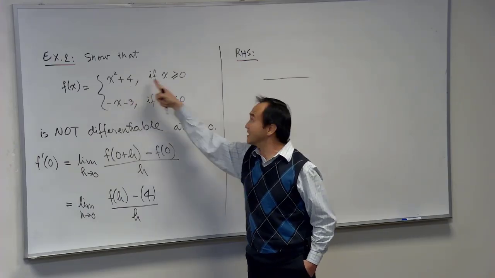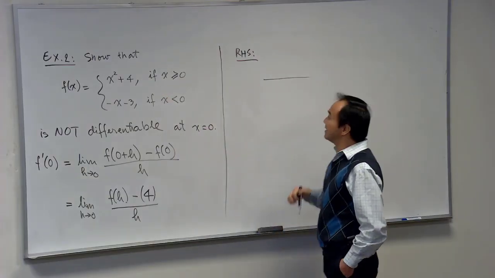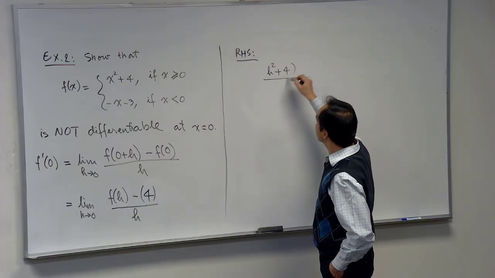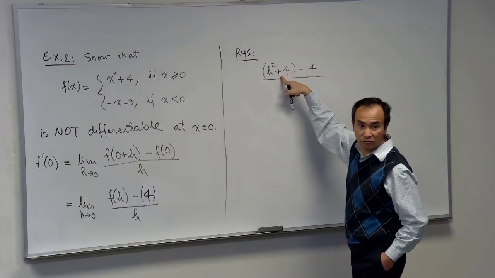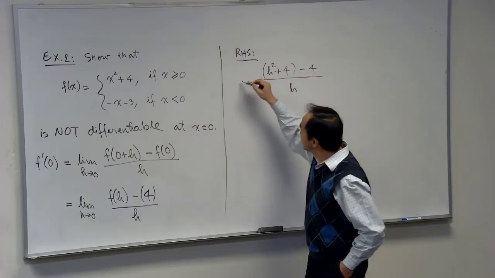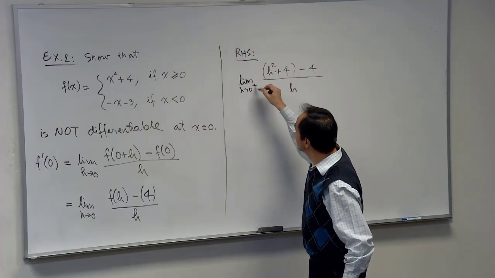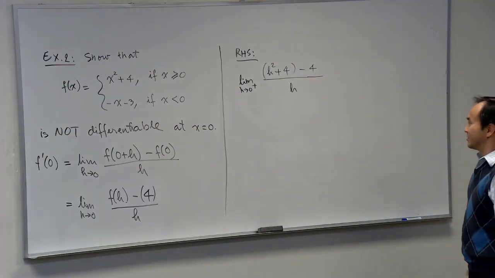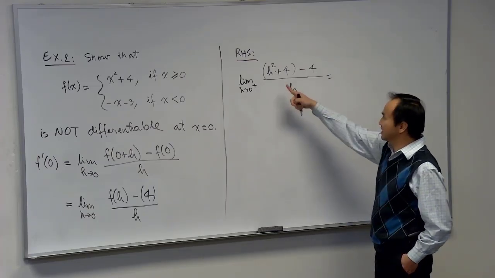You guys following? Because that's the indication right there when we use inputs greater than or equal to 0. So now I'm looking at h squared plus 4, and then I'm subtracting 4 here. So this is f of h for h greater than or equal to 0, minus 4, and then we divide it by h, and the limit now is, we're letting h get close to 0 from the right-hand side.